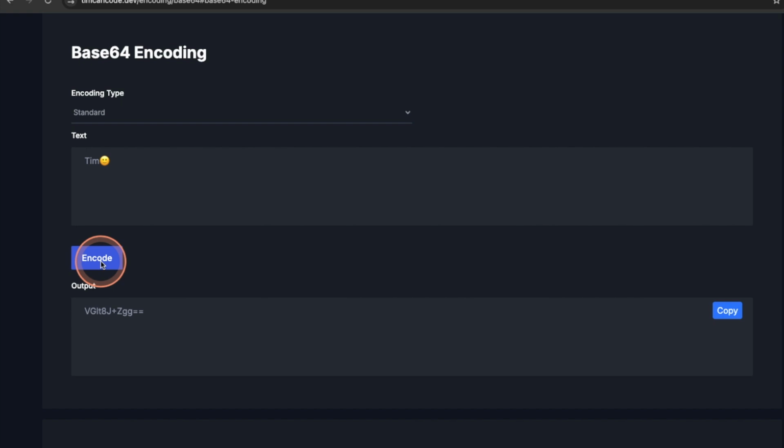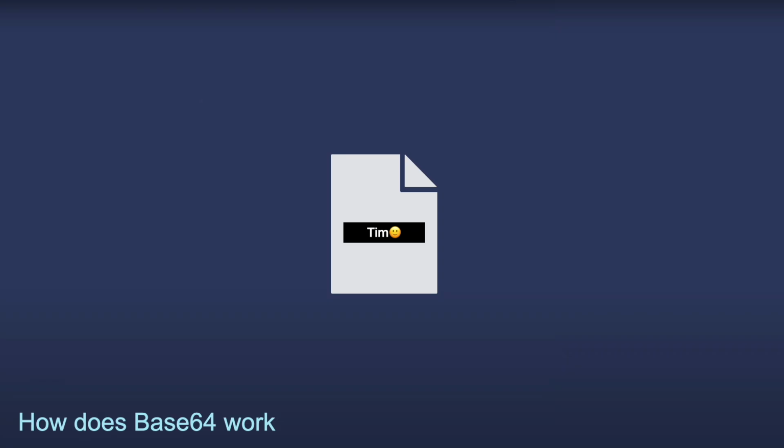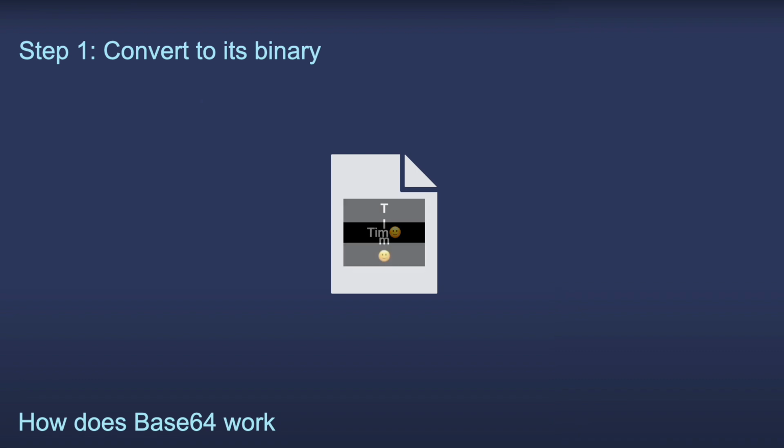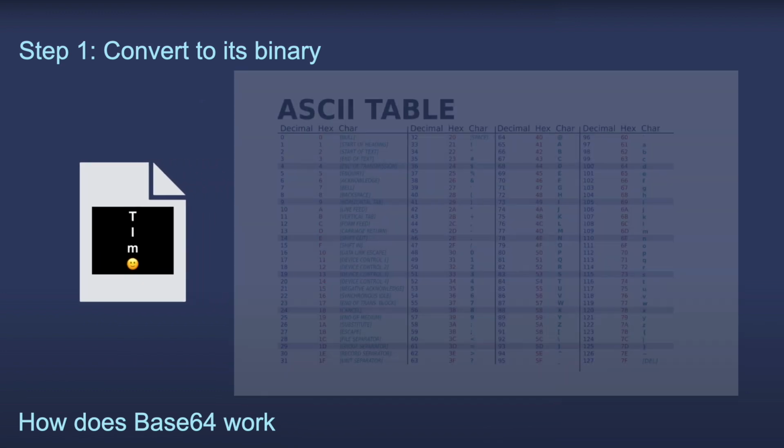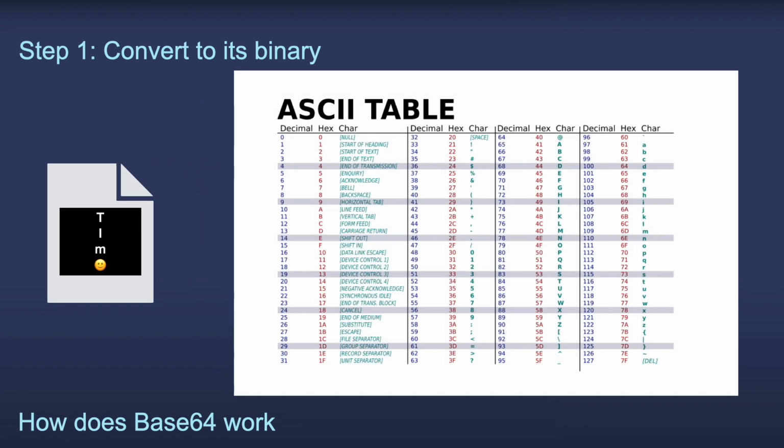Curious how that happens? Let's break it down. First, convert it to binary. Every character is represented by its UTF-8 encoded bytes. UTF-8 is a variable length encoding, so we need to determine the byte sequence for each character. For Tim, we can look up the ASCII table to find each character's value.